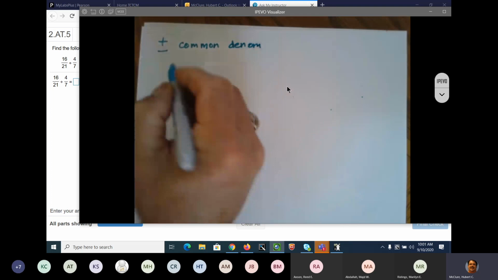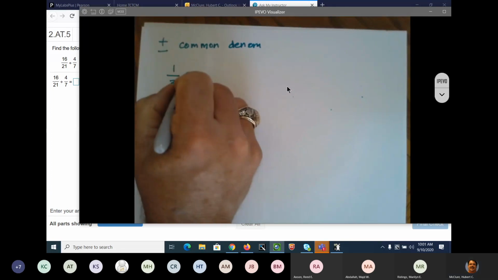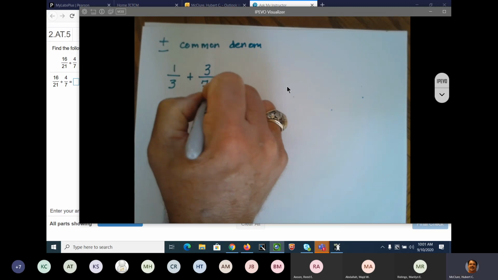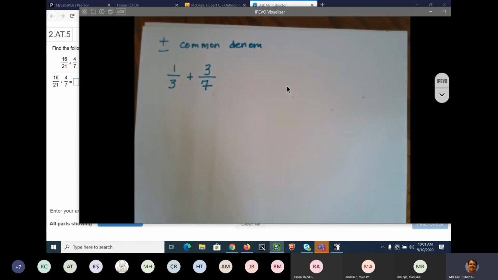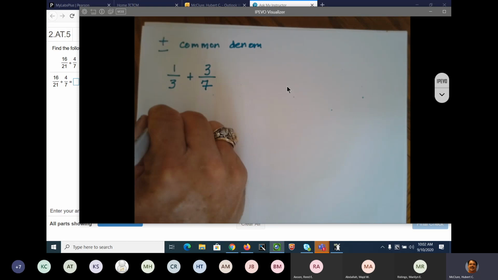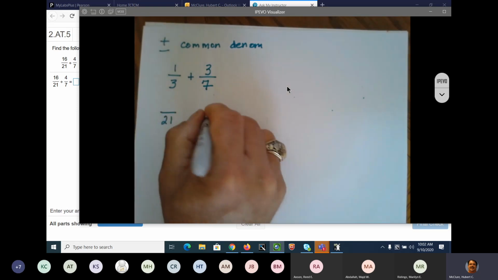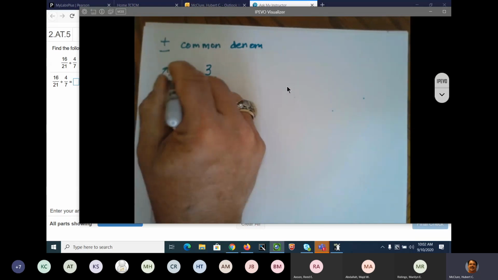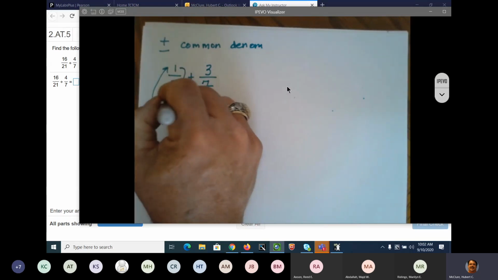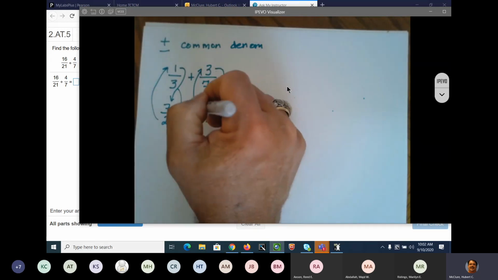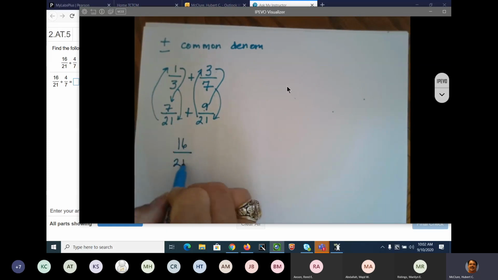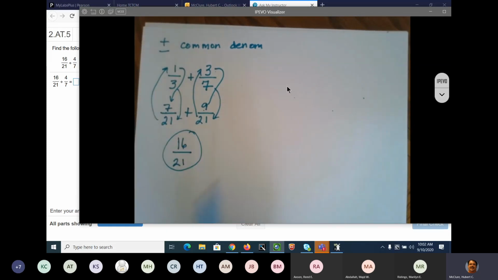So if I give you 1/3 plus 3/7, then you have to have a common denominator of 21. And you convert. 3 will go into 21 7 times. 7 times 1 is 7. 7 will go into 21 3 times. 3 times 3 is 9. 7 plus 9 is 16 over 21. That's how you add and subtract.